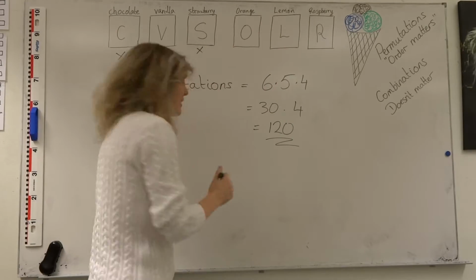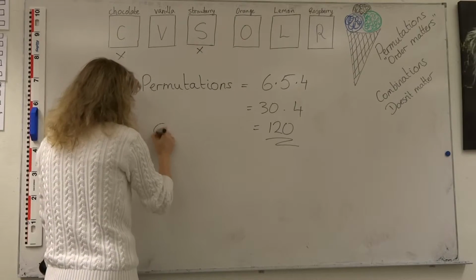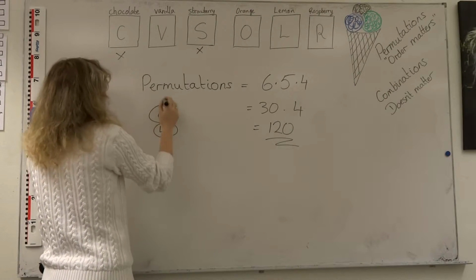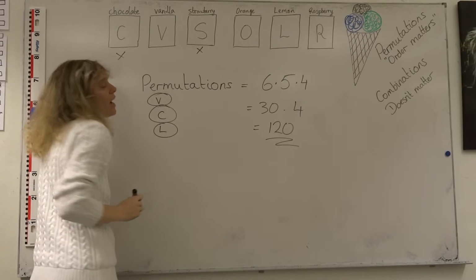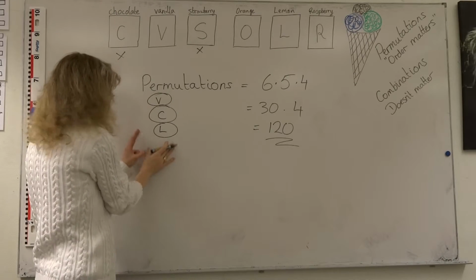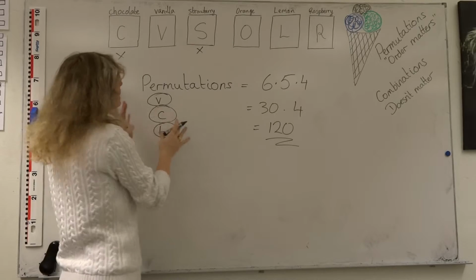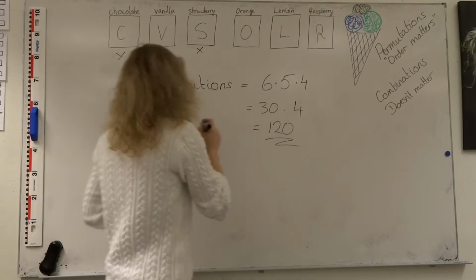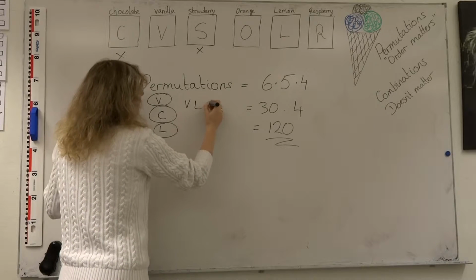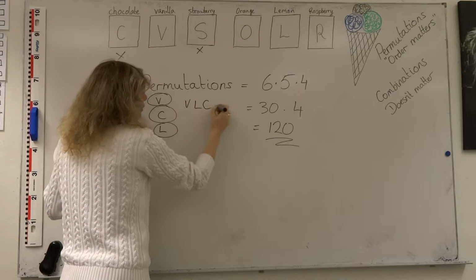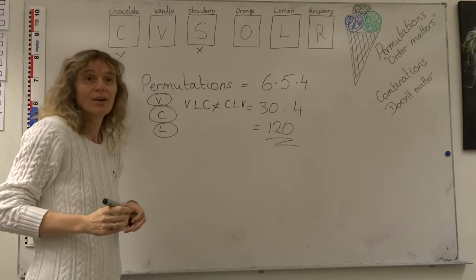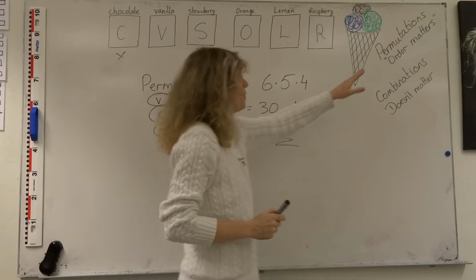That's if order matters. That is, if I say that I want a lemon ice cream first, followed by a chocolate ice cream, followed by a vanilla ice cream, it has to be in that order. And this is when we call it permutation. Order does matter. We say that VLC is not the same as CLV. Okay? And then we call it a permutation.